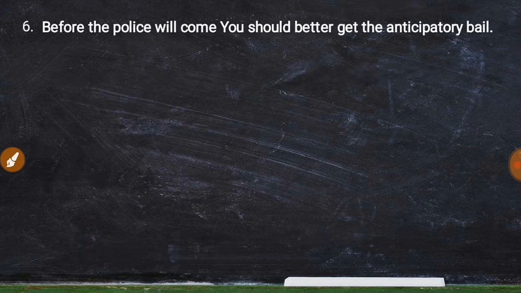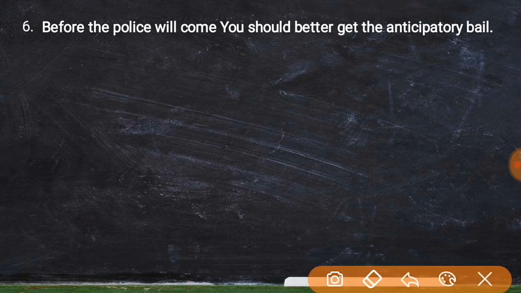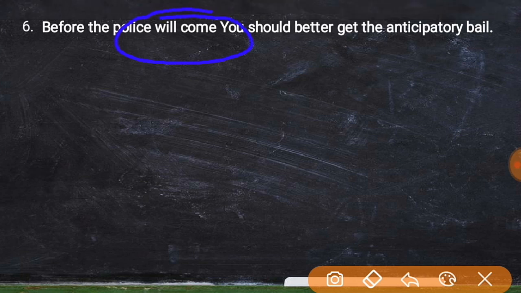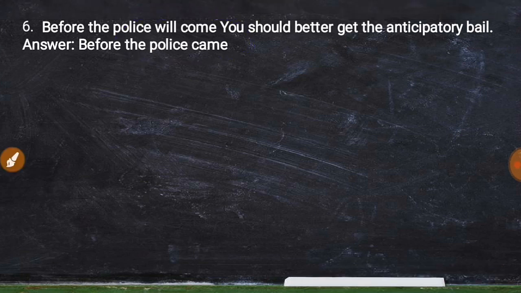Next, another exercise: before the police will came, you should have better get the anticipatory bail. So here is the "before the police will come" form, again the same if-type form. What would be its error correction? Before the police came. So I'm again telling you, the main clause is never in the future form.